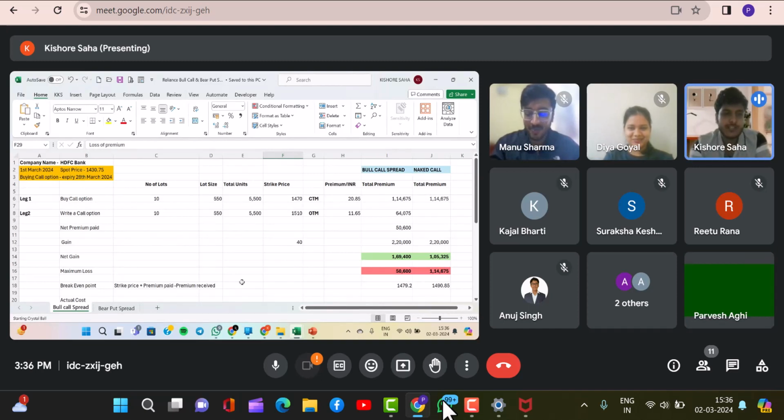So I have chosen HDFC Bank. This is the spot price, 1430.75, and this is the spot price of yesterday's market close. So this is the 1st March 2024 price. Now we'll take the example of a call option which has the expiry at 28th March 2024, so at the end of this month. So this is the basic information.